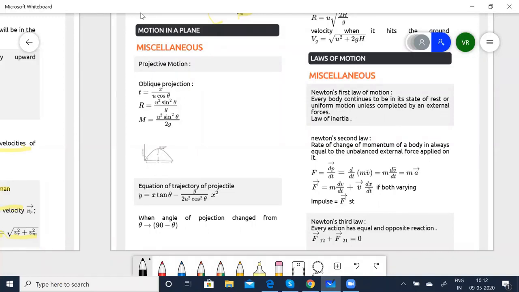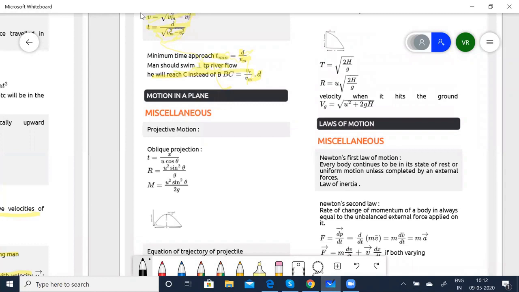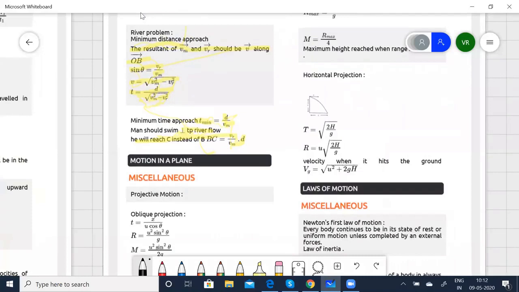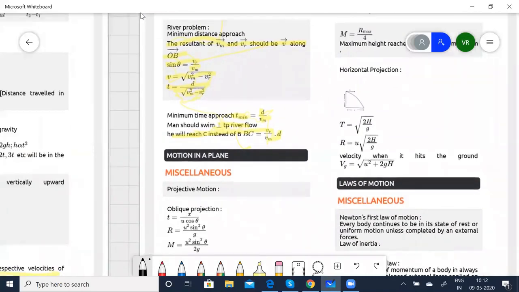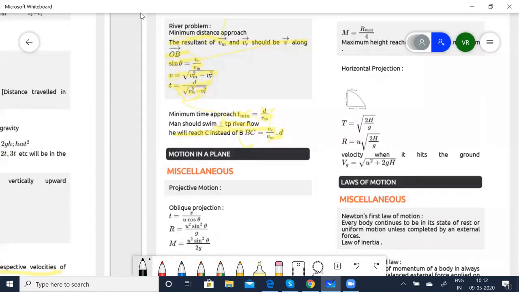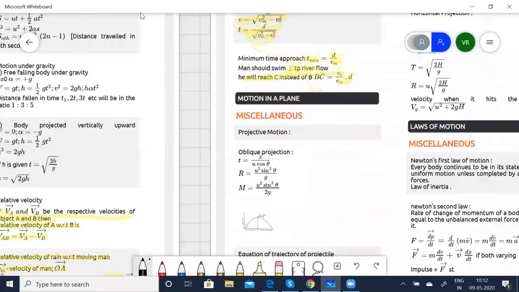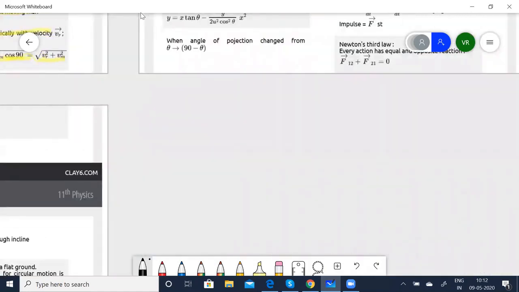Now projectile motion, there are 2 types of motion. One is the oblique projection, and the other is the horizontal projection. You have to understand these 2 types of projectile motion. When I talk about the horizontal projection, we can use the formula which I taught you yesterday. Let us quickly recall that, so that we can do the problems related to it. Let me quickly recall what we did yesterday.